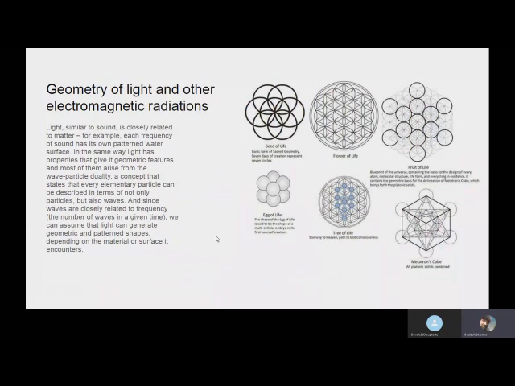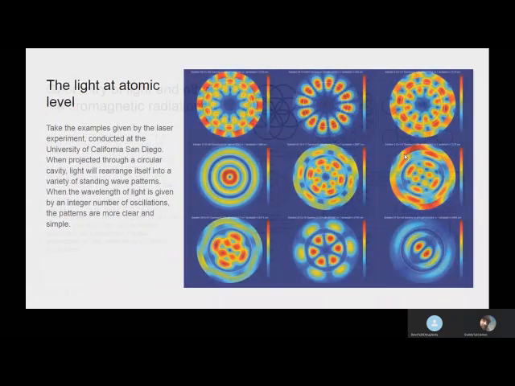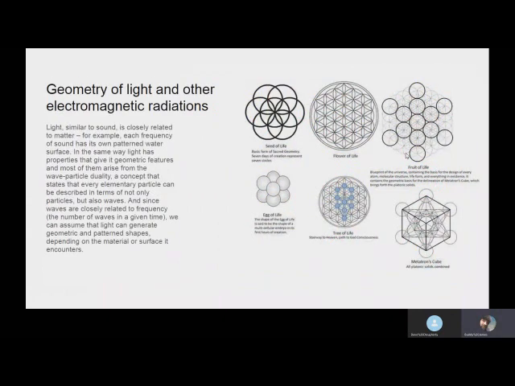In a sense, waves are closely related to frequency, the number of waves in a given time. We can assume that light can generate geometric and patterned shapes depending on the material or surface it encounters. And as they rotate, the filaments themselves become geometric and magnify the geometric patterns within it. And that's why we see so many hyperbolic shapes during DMT experiences and tripping on other entheogens and ingesting God and experiencing those experiences.